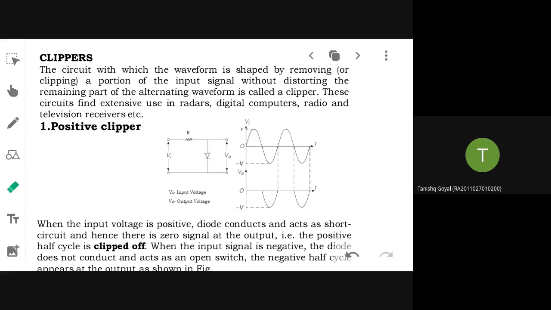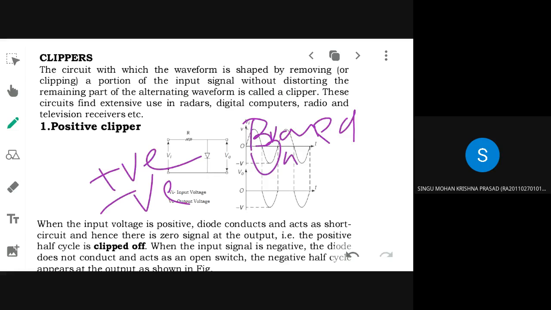And what are the applications where it is being used? Where are you going to need this wave shaping or clipping? There are some applications: radars, digital computers, radio receivers, television receivers. In all these applications, you might need a clipper circuit, so you will be using clippers. And how can you classify clippers? We can classify them as positive and negative clippers, and biased and unbiased clippers.